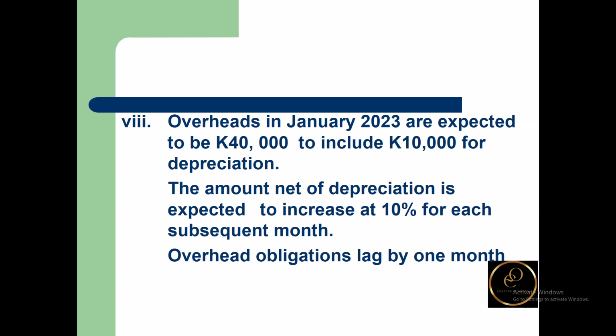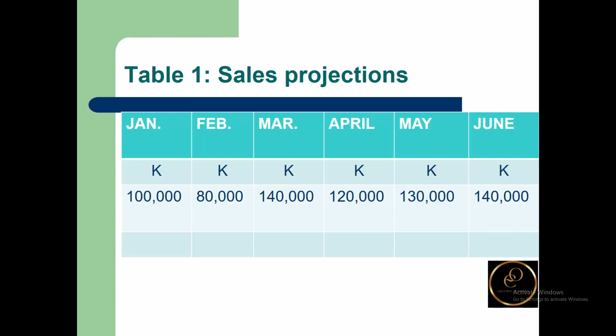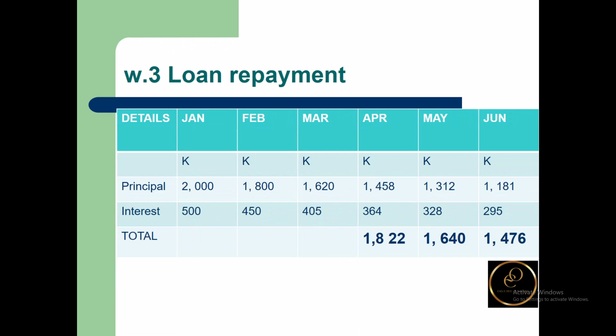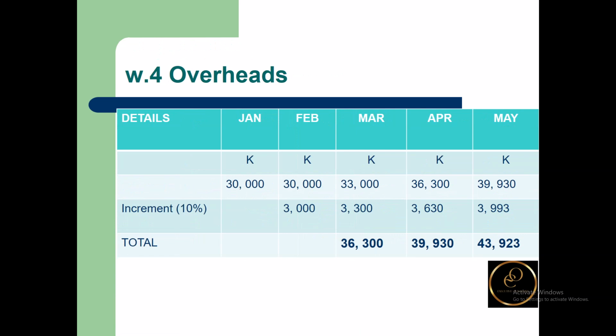And to that 30,000, which we are referring to as the amount net of depreciation, we are guided that it's expected to be increasing at 10% for each subsequent month. And then when it comes to paying, the obligations lag by one month. Okay, so let's look at how we work out this one. For overheads, we have the net amount, which is 30,000 in January.